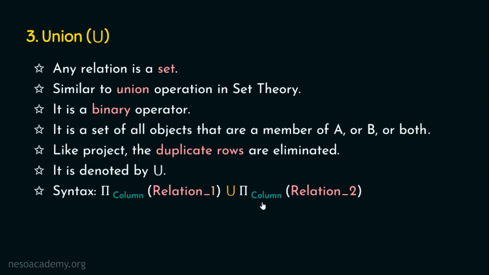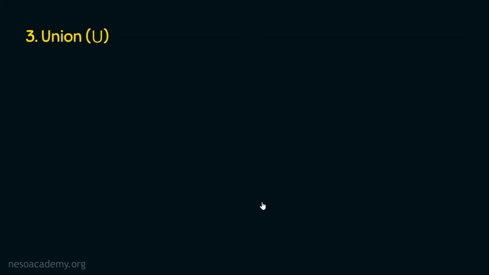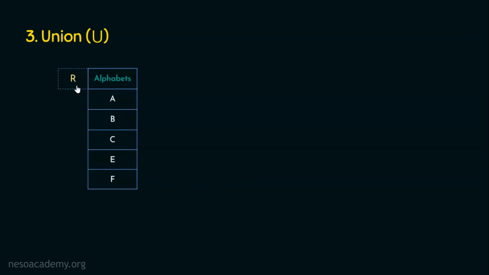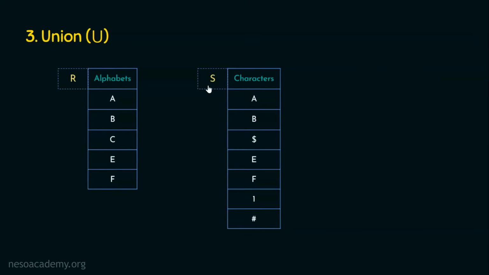Let's first understand the operation of union with a simple example. Let's say we have a relation R which contains only one attribute, alphabets, with values A, B, C, E and F. Let's take another relation S, which has a column or attribute called characters, and the characters are A, B, $, E, F1 and the hash symbol. Now what we are going to perform is R union S.